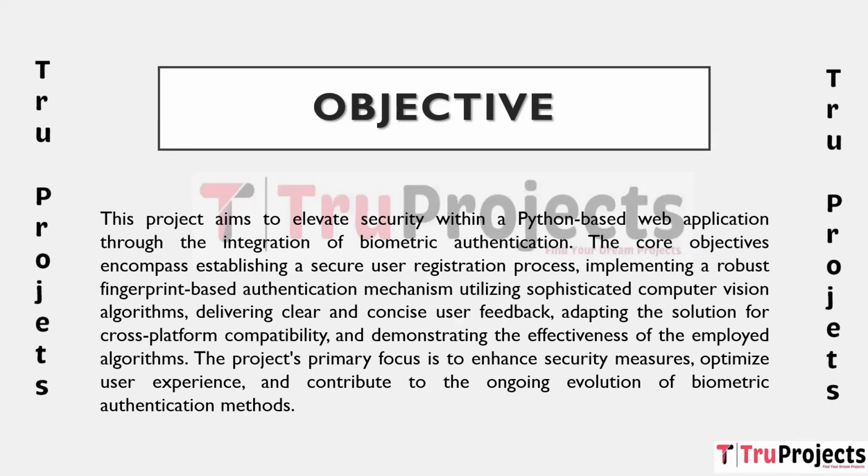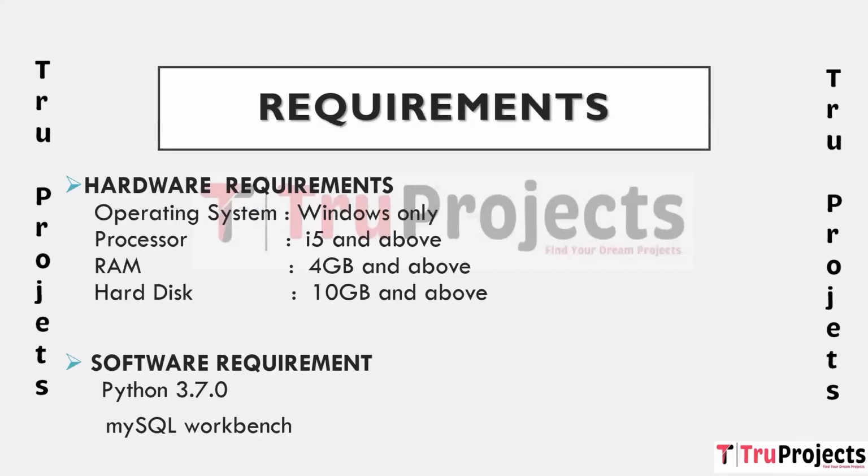biometric authentication. The main goal of the project is to establish a secure user registration process and implement a reliable fingerprint-based authentication mechanism using advanced computer vision algorithms, providing clear user feedback, ensuring compatibility across different platforms, and also demonstrating the effectiveness of the chosen algorithms. The primary focus of the project is to boost security measures, improve user experience, and contribute to the ongoing development of biometric authentication methods. Coming to requirements, we need hardware and software requirements.